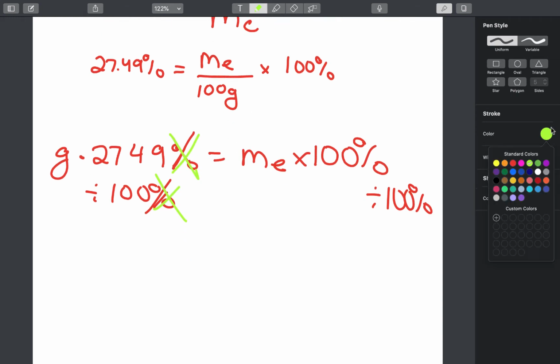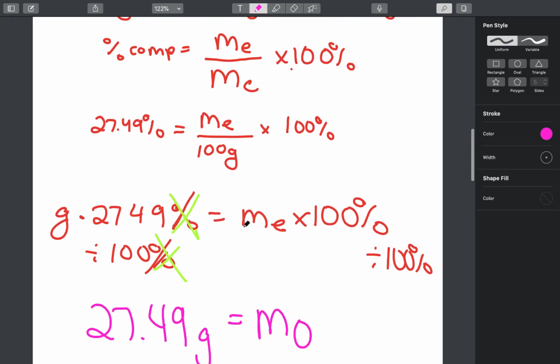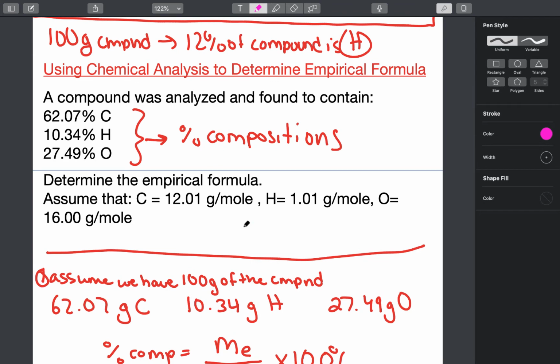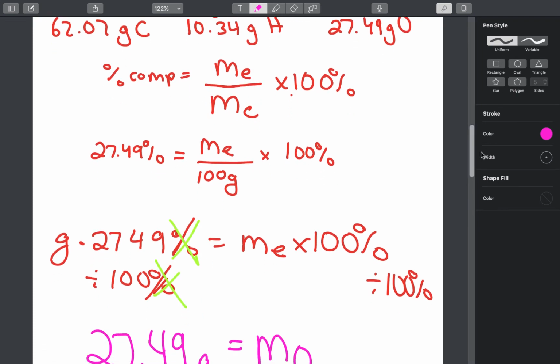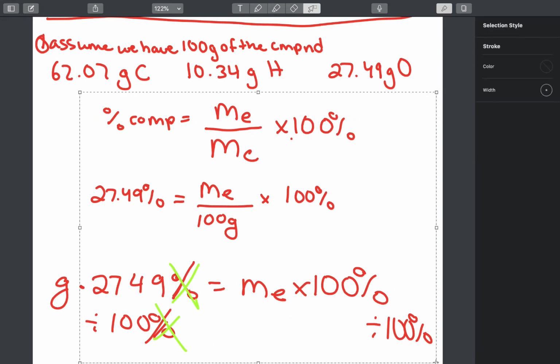And then that would give you your grams. So if you divide this by 100, you get 27.49 grams is equal to the mass of oxygen. So that's why assuming 100 grams makes the math really easy, because it just allows you to directly convert the percentage into a mass. So that's why it's very easy to do an assumed mass of 100 grams. So let's just get rid of all this.